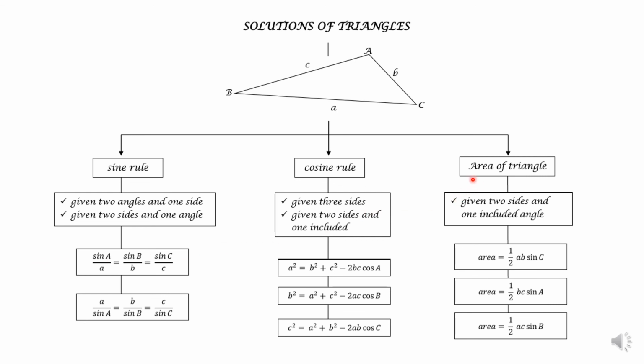For area of triangle, given two sides and one included angle, area equals 1 over 2 times a times b times sine C, or area equals 1 over 2 times b times c times sine A, or area equals 1 over 2 times a times c times sine B.